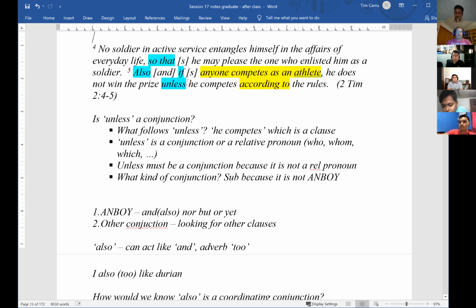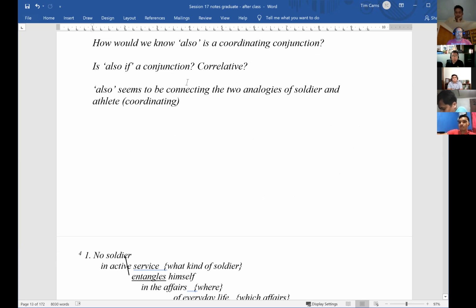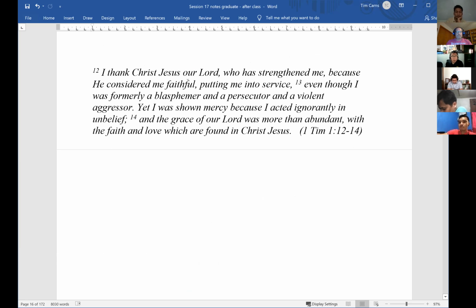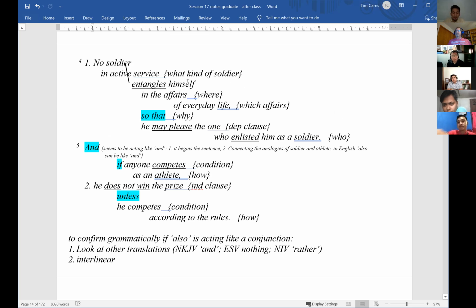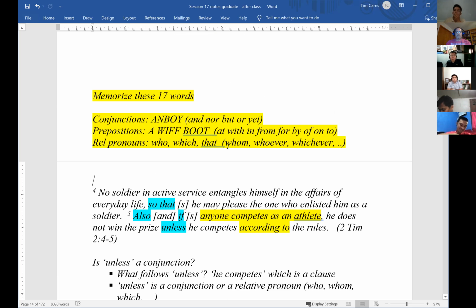Let me see if I want to. Why don't we just stop there? I think this is enough information for this morning. We'll do some more passages together, and as we do that, each passage usually introduces something new for us to think about. But also we can keep practicing these procedures and keep working at it. In the meantime, men, I would encourage you, suggest that you memorize these 17 words in their categories.